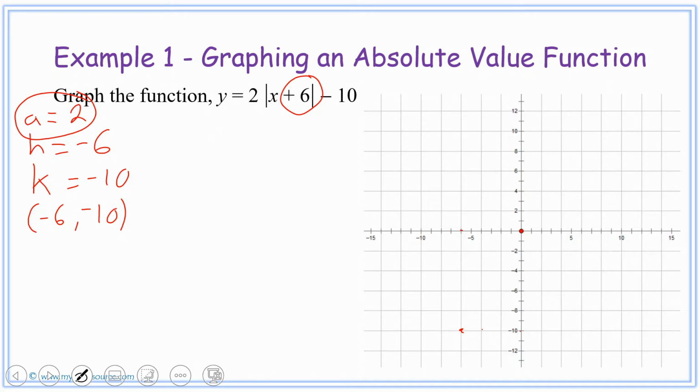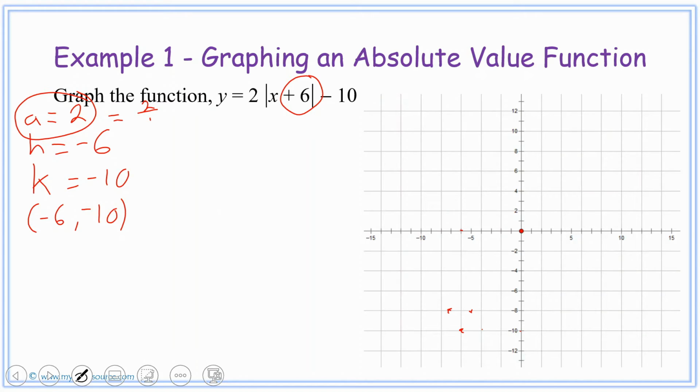All right, so let's just go ahead and use our concept of rise over run, so 2 over 1. We're going to go up 2 units. So from negative 10, that's negative 9, negative 8, and over 1 to the negative 5. We see we get a point there. And then we also use the symmetry, and we have a point there.